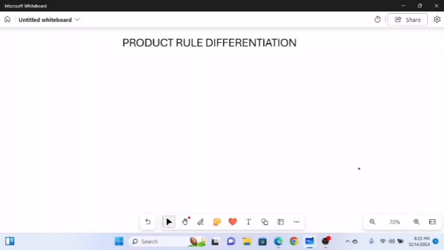So in this video, we are going to be looking at product rule differentiation. We'll discuss the formula and then we'll dive straight into solving examples.